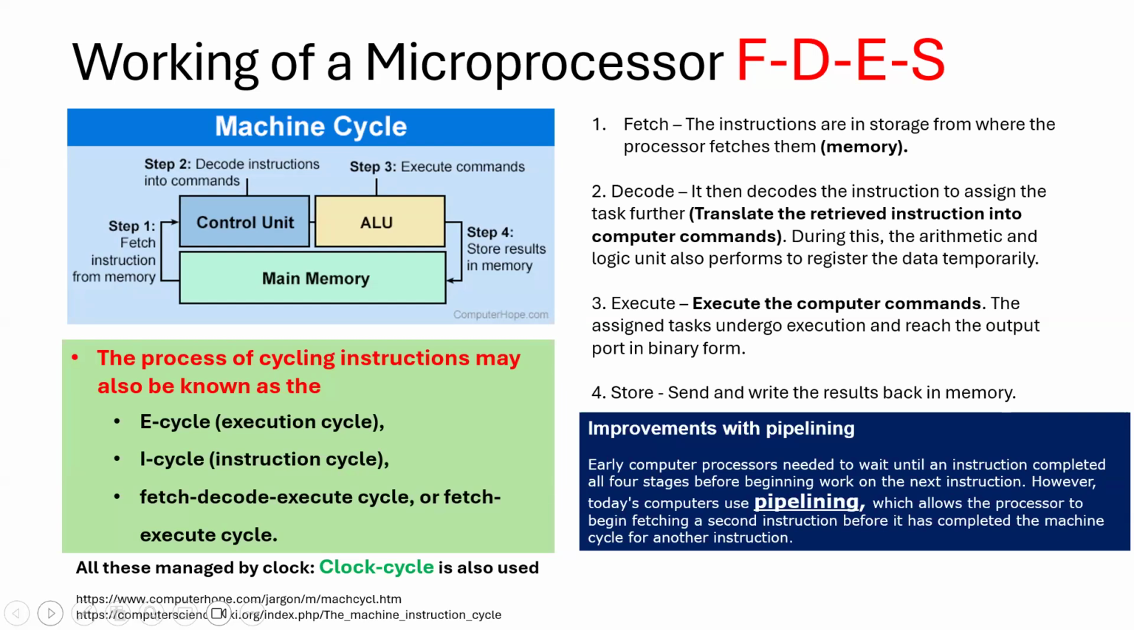Early computer processors needed to wait. They were queuing, like you stand in a queue and wait for your turn, right? But in computers today, we have what we call pipelining, which we are going to discuss in the next couple of slides. Pipelining has to do with multi-threads, multi-processors, multitasking, all those names. Don't worry, we're going to look at it. Let's go to the next slide.